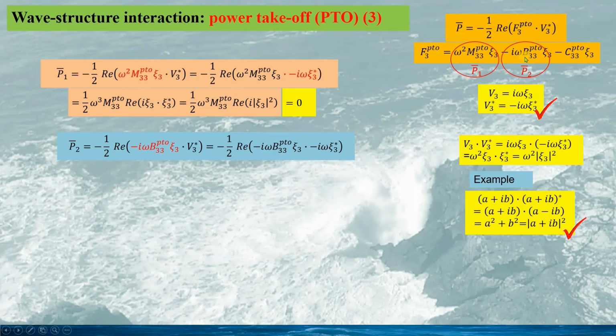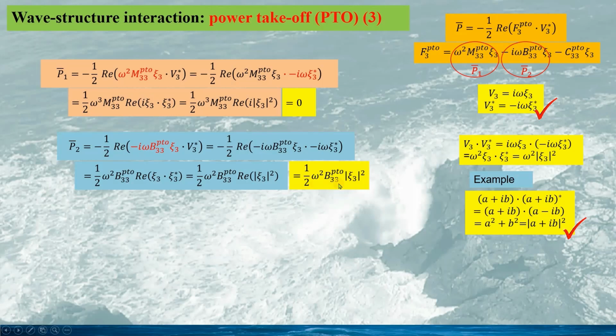And for the average power of the second term of the power takeoff force, we have the expression as this, and substituting the velocity conjugate, we have this. If we take the real numbers omega and B_PTO out of the Re operator, we have the expression as this. And we can see inside the Re, we have a pure real number. Therefore, the average power would be given as this.